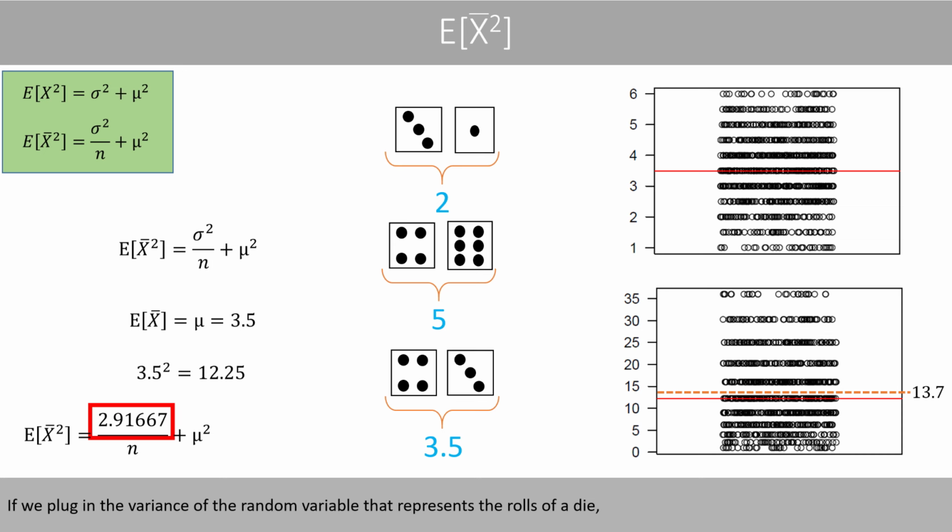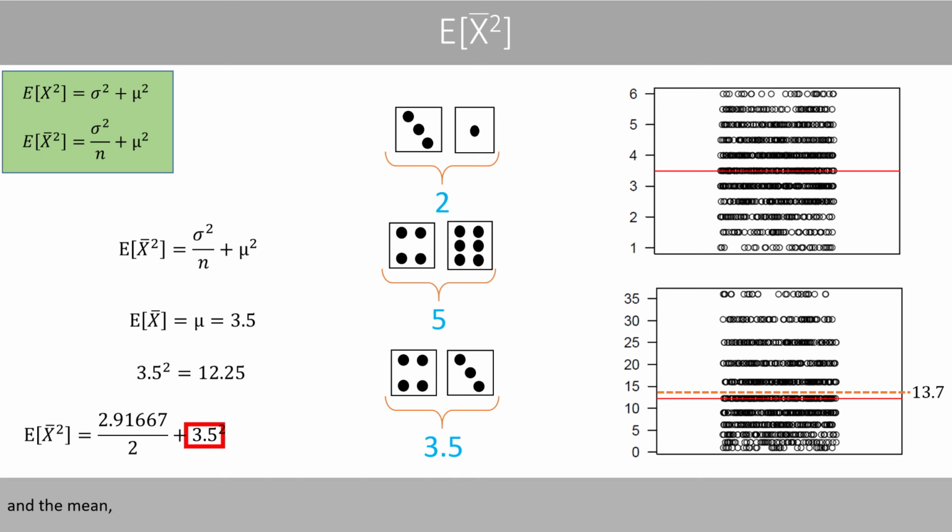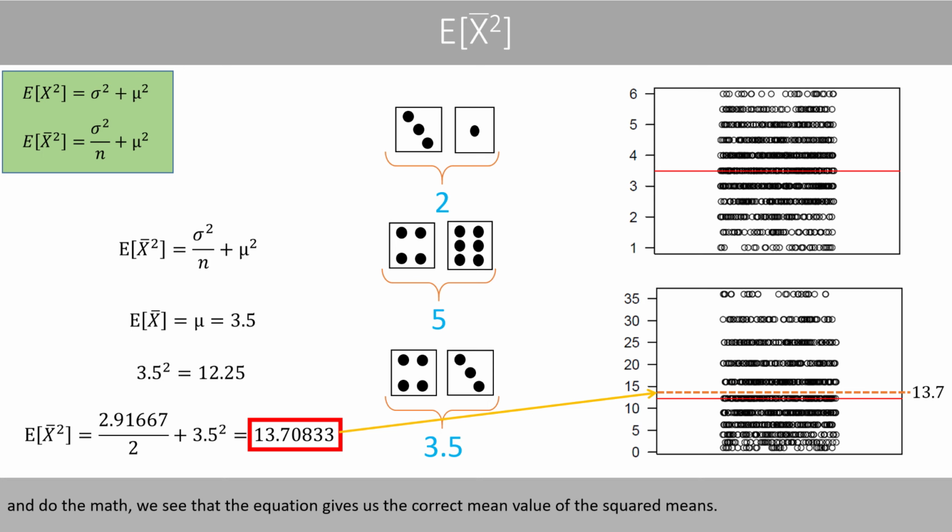If you plug in the variance of the random variable that represents the rolls of a die, and the sample size we use to calculate the mean values, and the mean, and do the math, we see that the equation gives us the correct mean value of the squared mean.